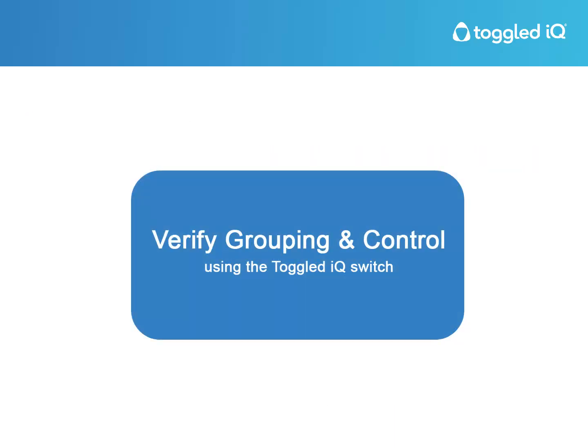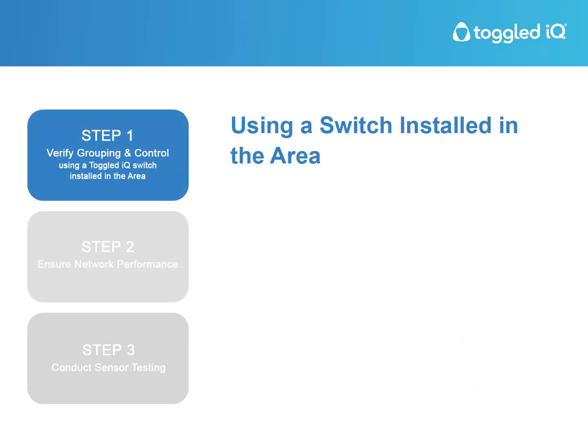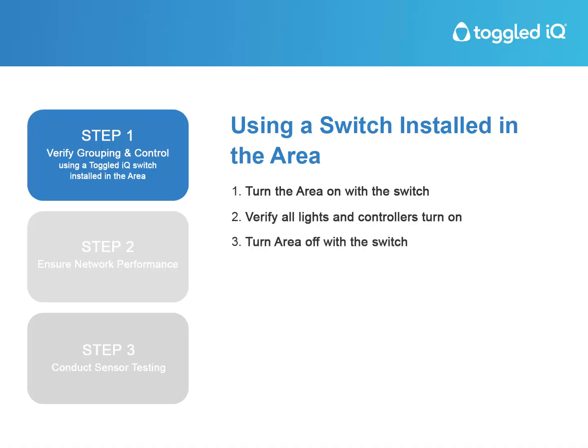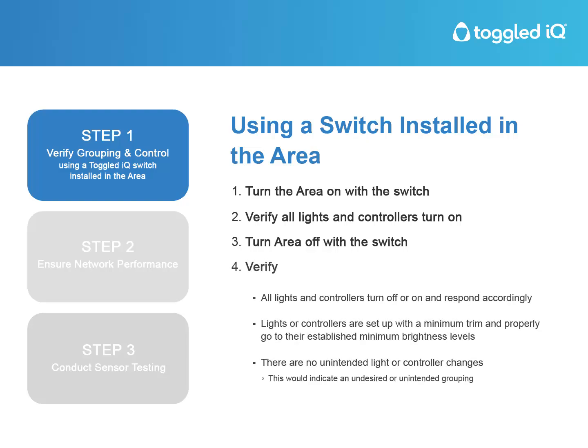Verify grouping and control using the Toggled IQ switch. Using a switch installed in the area, turn the area on with the switch. Verify all lights and controllers turn on. Turn area off with the switch. As you would with the mobile app, verify all lights and controllers turn off or on and respond accordingly. Lights or controllers are set up with a minimum trim and properly go to their established minimum brightness levels. There are no unintended light or controller changes.